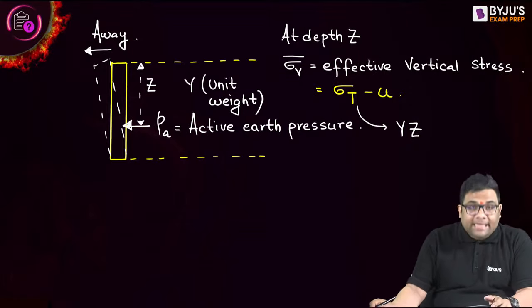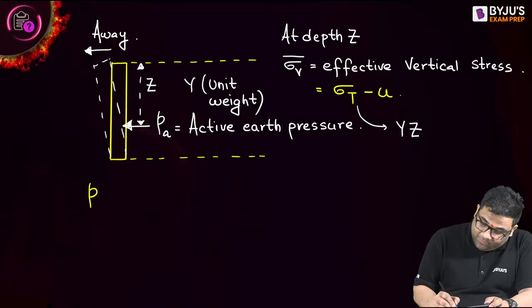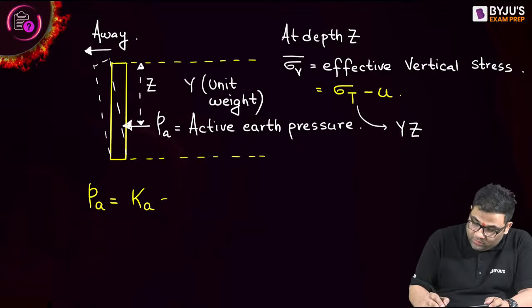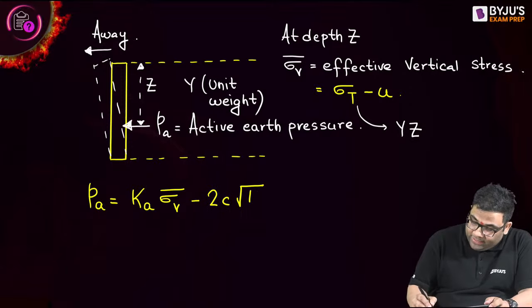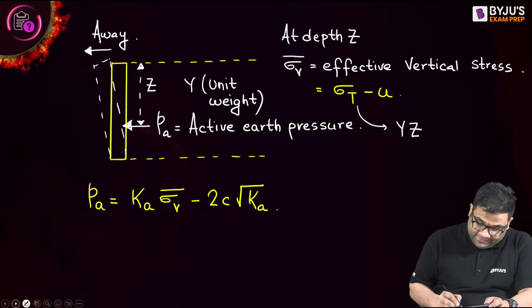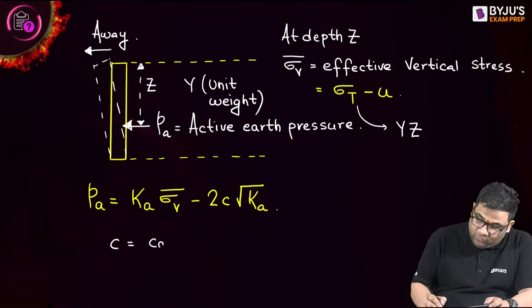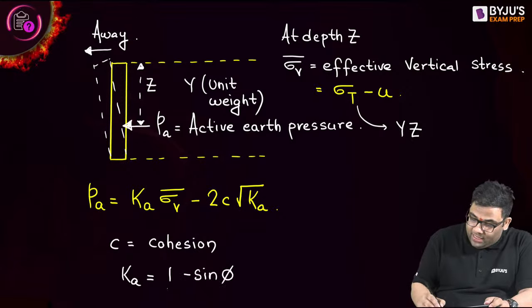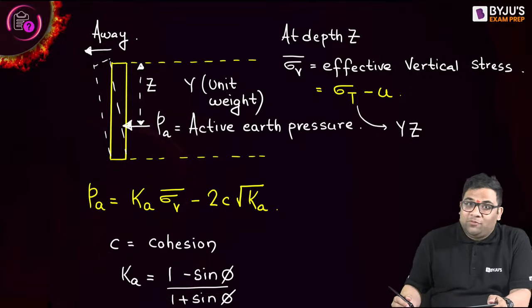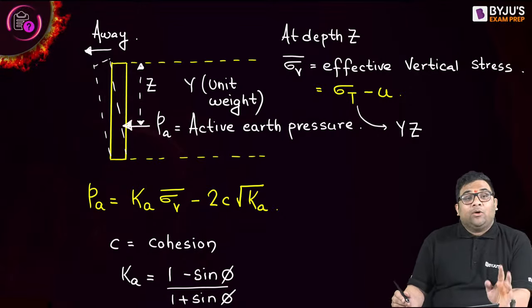Once you get this, the active earth pressure will simply be a coefficient Ka into this vertical stress, minus 2C root Ka, where C is your cohesion and Ka is 1 minus sin phi by 1 plus sin phi. In the earlier lectures, we have seen phi and c. Phi was the angle of internal friction and c is the cohesion.